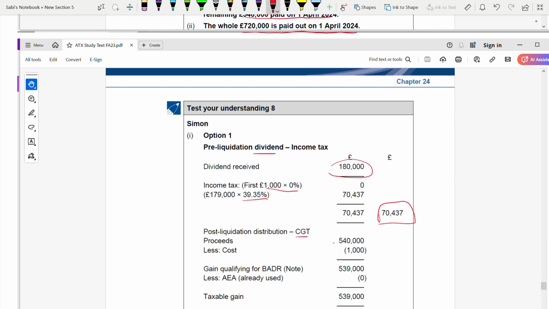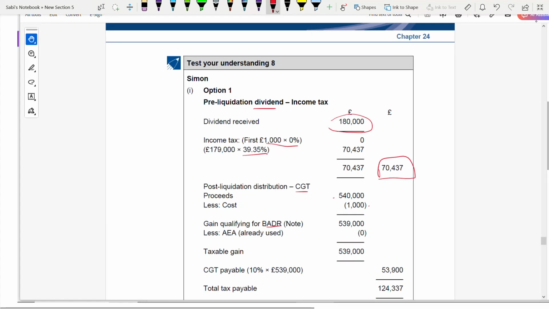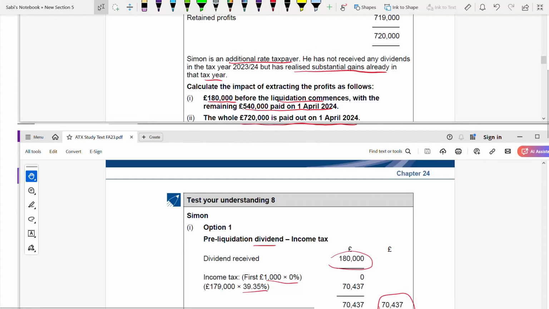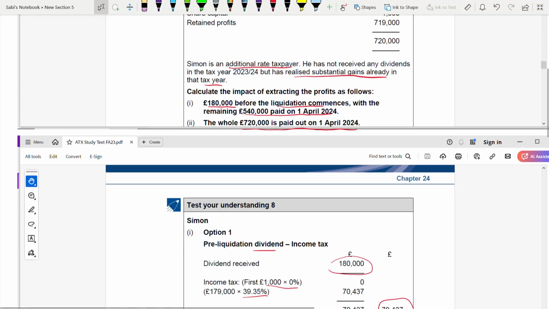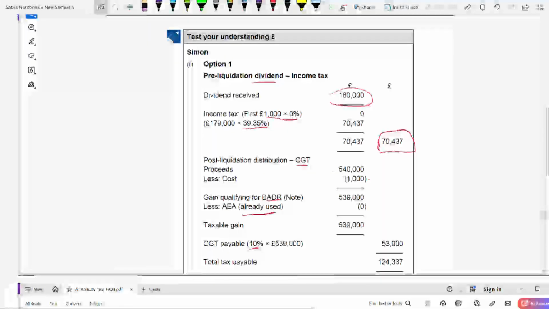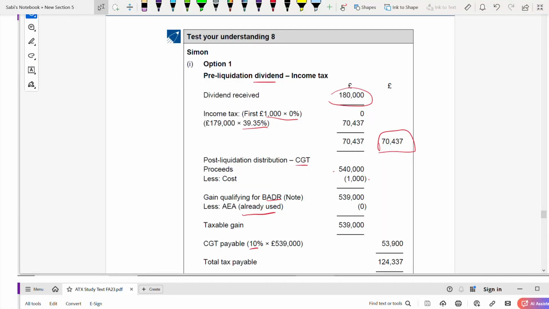So from 540 you deduct the cost. 1000 is the cost and it qualifies for BADR. That means it will be taxed at 10%. Why? And the annual exempt amount is already used. How do you know? We are assuming it's already used here, because they have told us substantial gains were already realized in that tax year. That means we are assuming they have used the annual exempt amount.